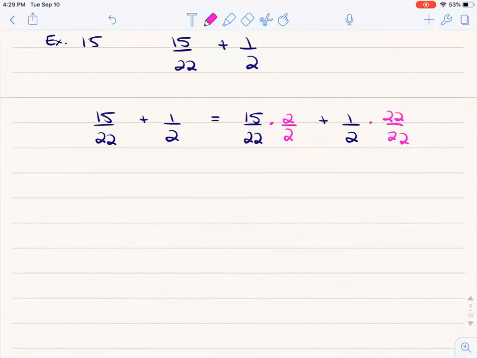We can all agree, though, that 2 over 2 is 1 and 22 over 22 is still 1. So this side is still the same as this side. That's the important part. I'm just showing you what I like to do.